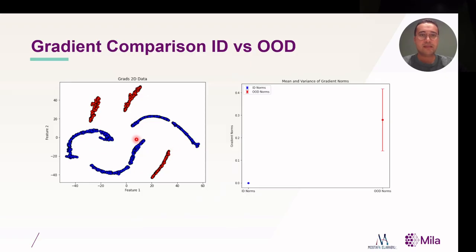So if we take the t-SNE plots of in-distribution data versus OOD data gradients, we'll see that it was able to disentangle them. If we take the mean and variance of just the gradient norms, we'll notice that the norm of OOD data is much higher than in-distribution data.